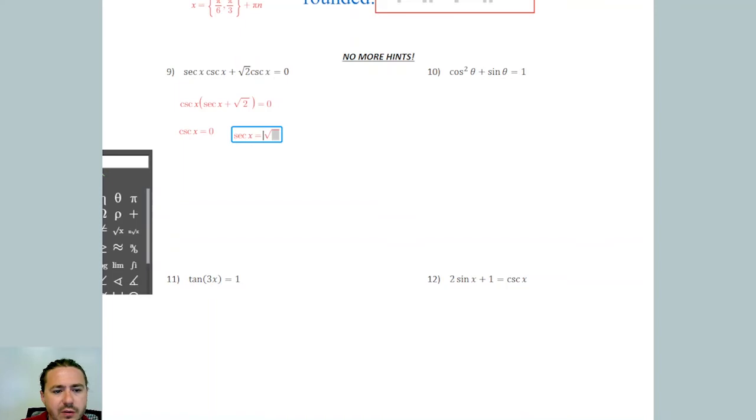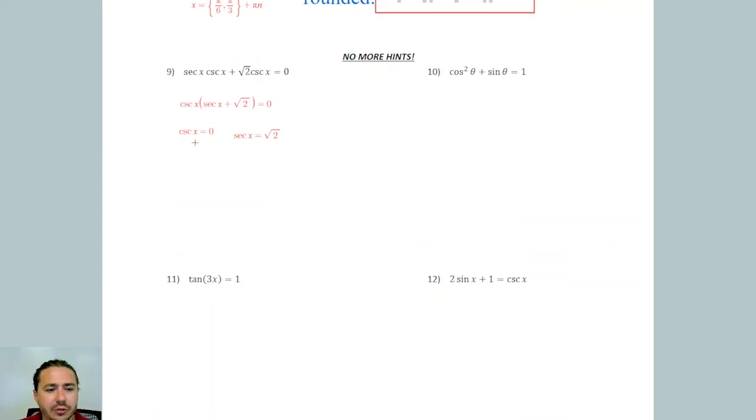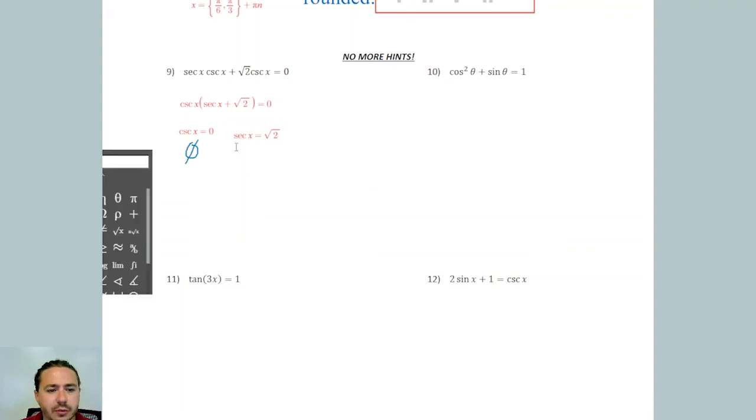And we can see on the unit circle why that may be the case. And over here we get secant of x equals negative root 2. So the problem here is, what's the reciprocal of 0? It's undefined. So this one's not going to produce any solutions. But this one over here should, okay? Because if I reciprocate both sides, what I get is cosine of x equals the reciprocal of root 2, which is 1 over root 2. And if I were to rationalize that, I would get root 2 over 2. So I'm looking to find where cosine is positive root 2 over 2.